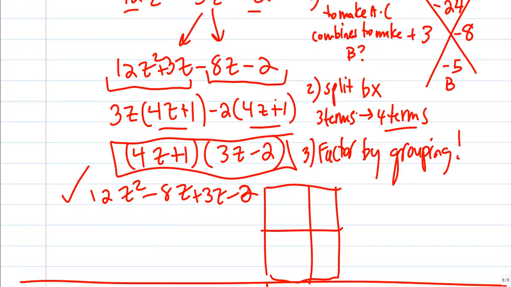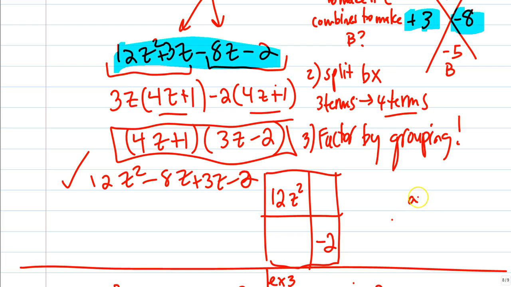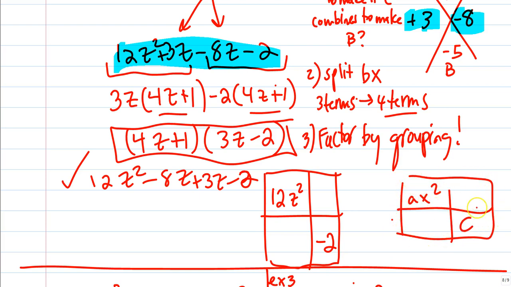I'm going to take a second. If you're not liking this algebraic approach, you can take these 4 numbers that we had right here, and you can do it in an area model. So you may like this. Basically, you put the ax squared up here, so the 12z squared is in the top left. You put the c down here at the bottom right.